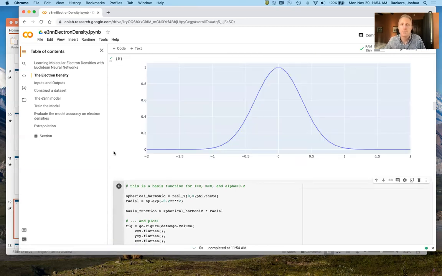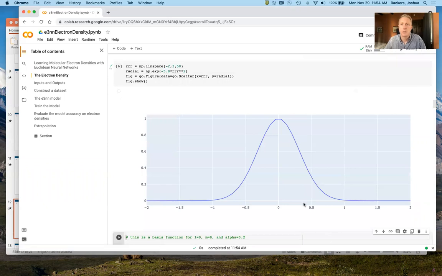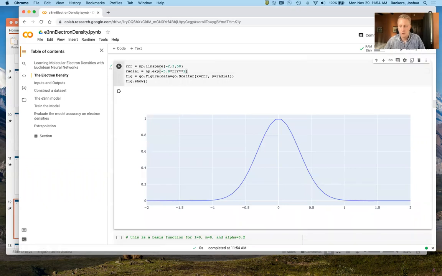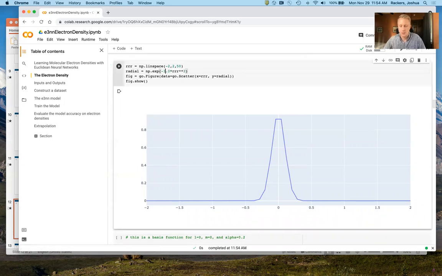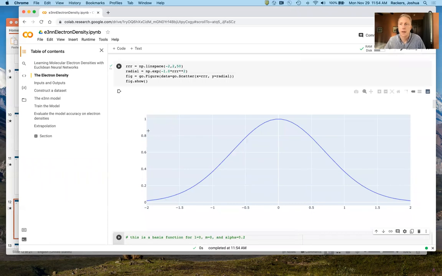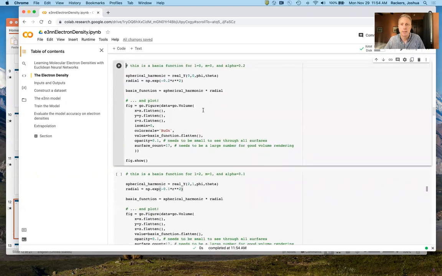This is just a Gaussian. And the width of the Gaussian is controlled by this parameter here. So if I make this bigger, then the Gaussian gets more narrow. I can make it a lot bigger, and now we get a very narrow Gaussian. Or I can make it smaller and get a much more diffuse Gaussian. And so we can pick this alpha parameter to be whatever we want, whatever is useful for representing the density.